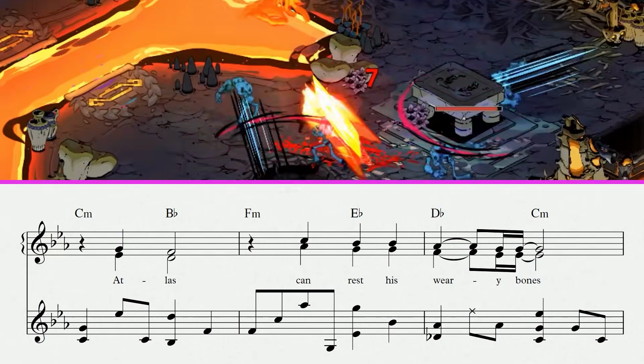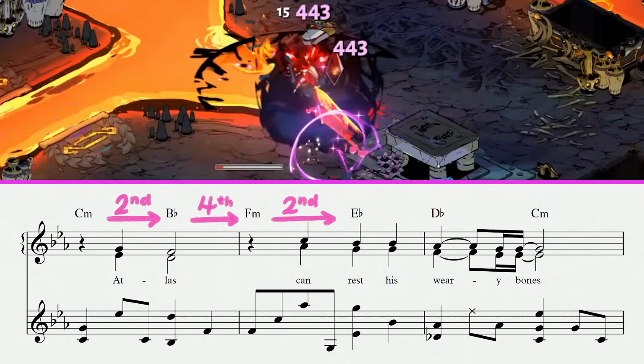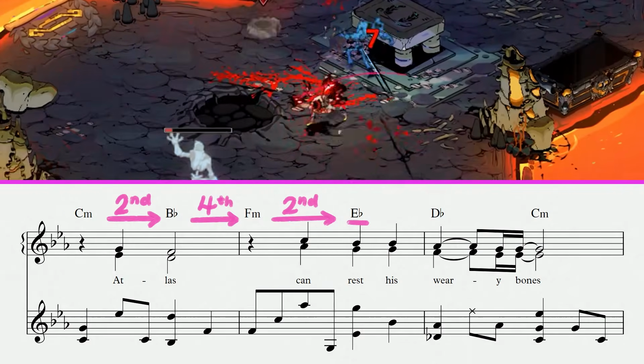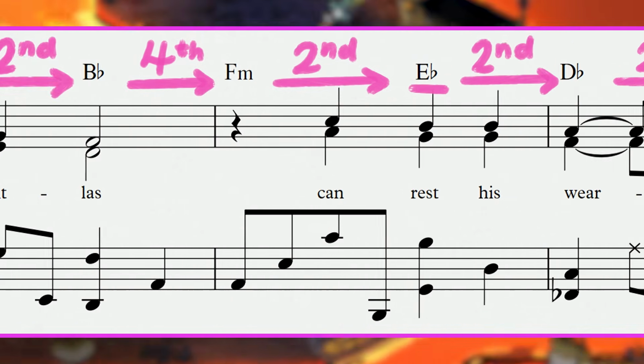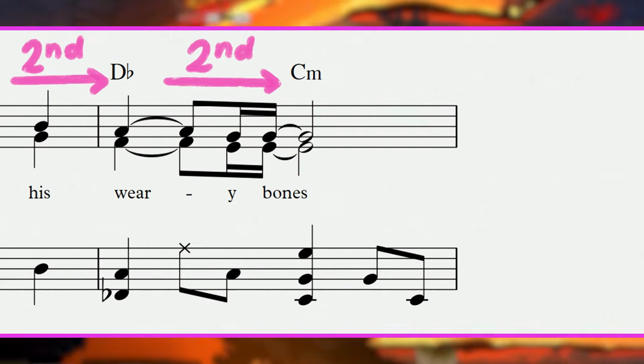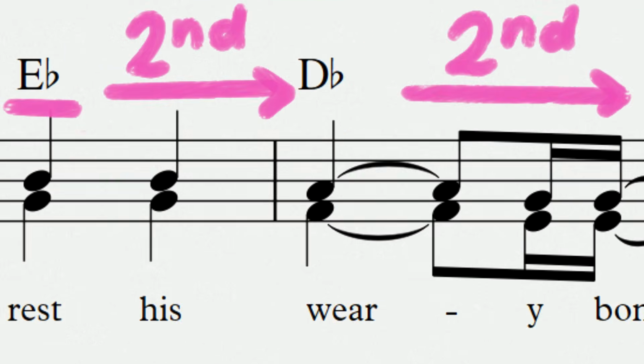We start off the same, with our step down, fourth down pattern bringing us to an E flat chord, but now we continue to move down by step, starting a big long walk down from F minor to E flat to D flat to C minor. Wait a sec! D flat? That's not in the key!